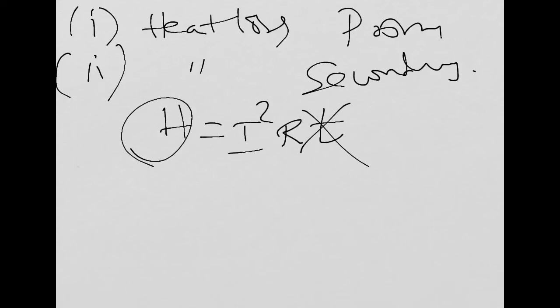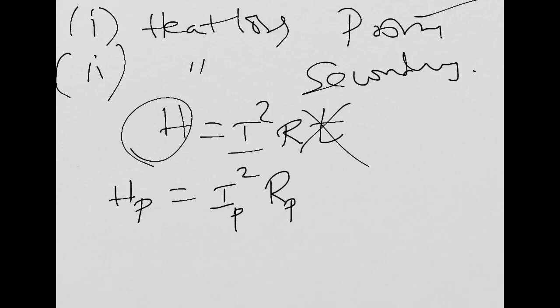Again, heat loss in the primary is what has been asked, right? So can I call it HP? The meaning is heat loss in the primary coil, which means the current involved should be IP square into RP. Is the resistance of the primary given? Yes, it is given in the question as 0.2 ohms. And RS, the resistance in the secondary coil, is also given as 2 ohms.